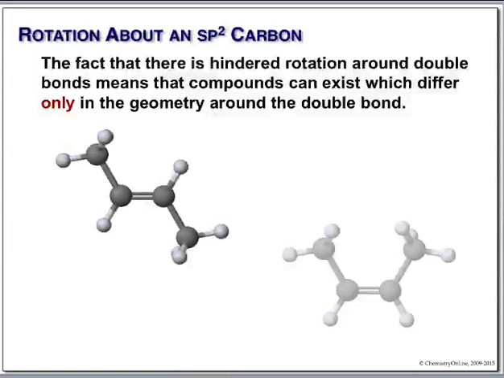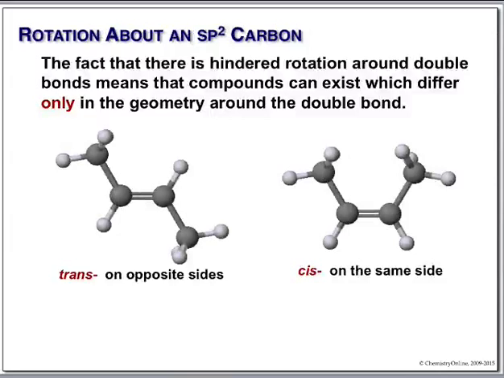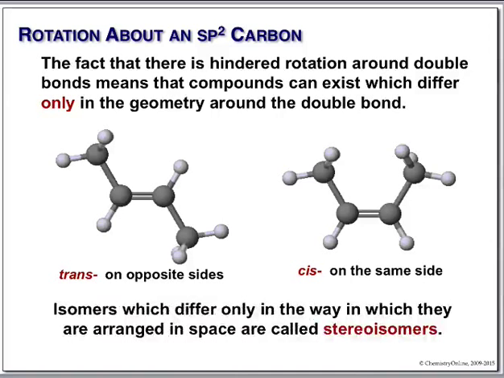That means something very interesting we'll cover in chapter 5, that we can have what are called stereoisomers. If we have a carbon-carbon double bond, because we cannot rotate around it, this compound is different than this one. Even though they both have four carbons, and they have 1, 2, 3, 4, 5, 6, 7, 8 hydrogens. Here, these two are on opposite sides of our double bond. We'll call that trans. And here they're on the same side. They're called cis. We'll refer to these as stereoisomers. Same numbers and types of atoms, simply arranged differently in space.